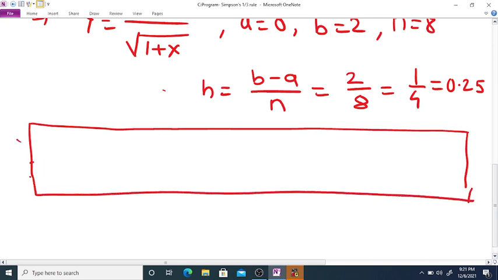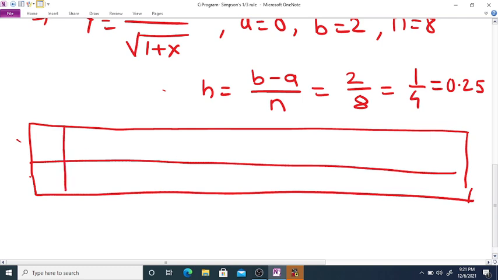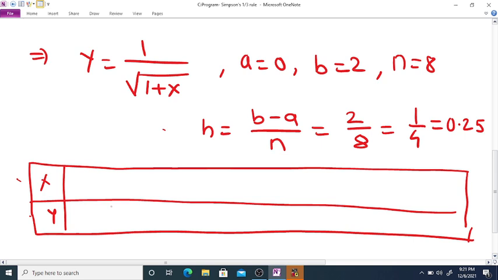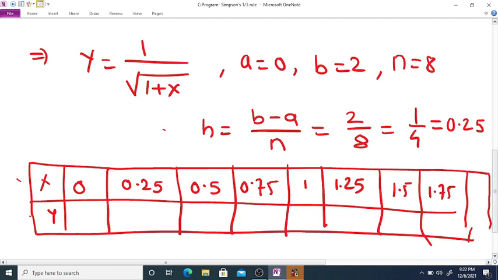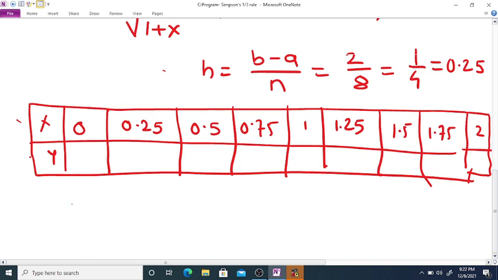Say here x and y. So we start from the lower limit, that is x is equal to 0, then add h, so 0.25, then add h 0.5, 0.75, 1, 1.25, 1.5, 1.75 and then finally it is equal to 2. Now the value of y can be evaluated.